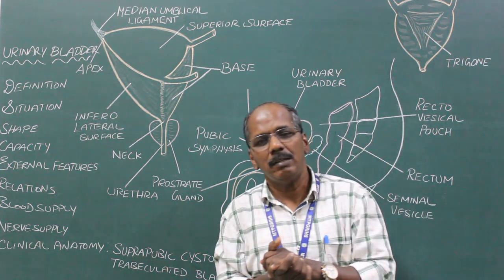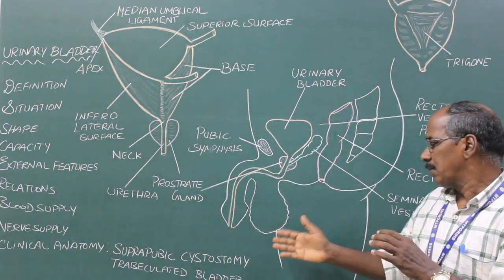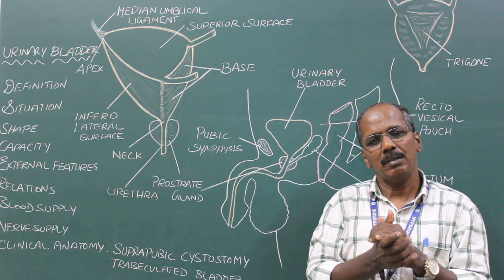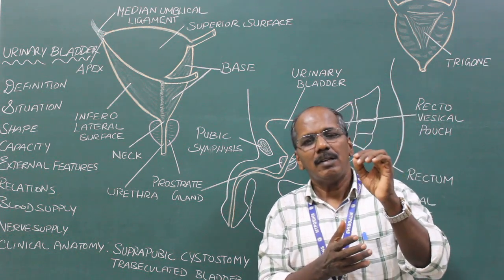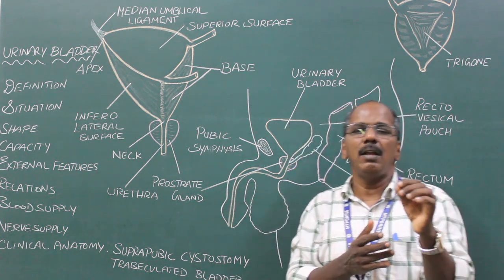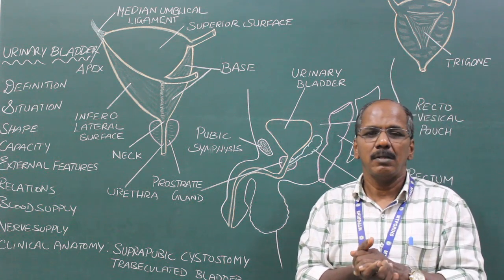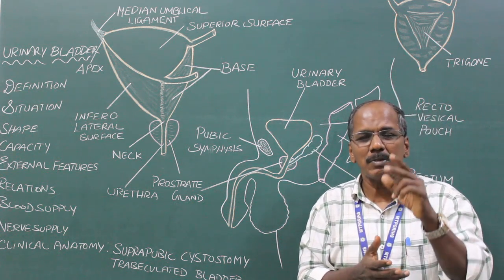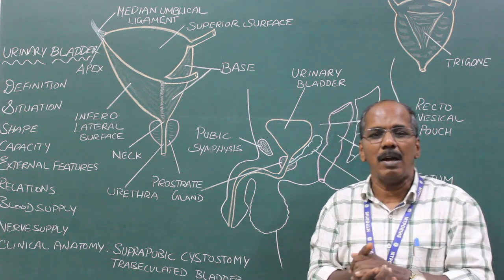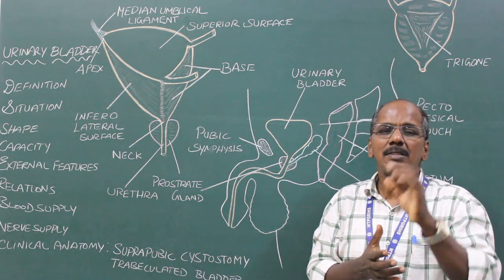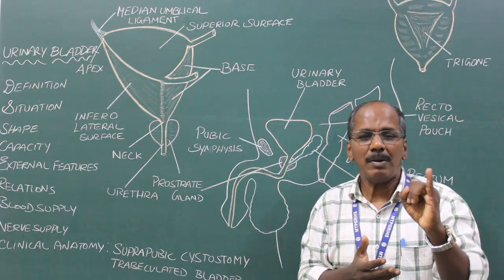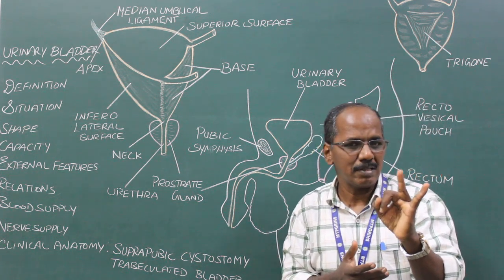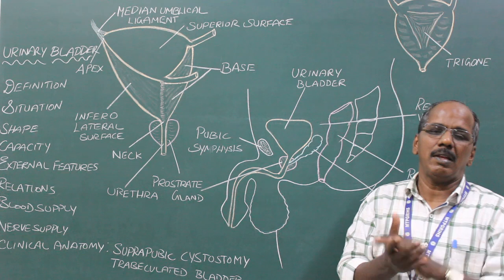Clinical anatomy. Suprapubic cystostomy. It is an extraperitoneal approach to cut the cavity of the urinary bladder, that is, to open the cavity of the urinary bladder. It is done for drainage purposes, removal of vesical stones and removal of the prostate.